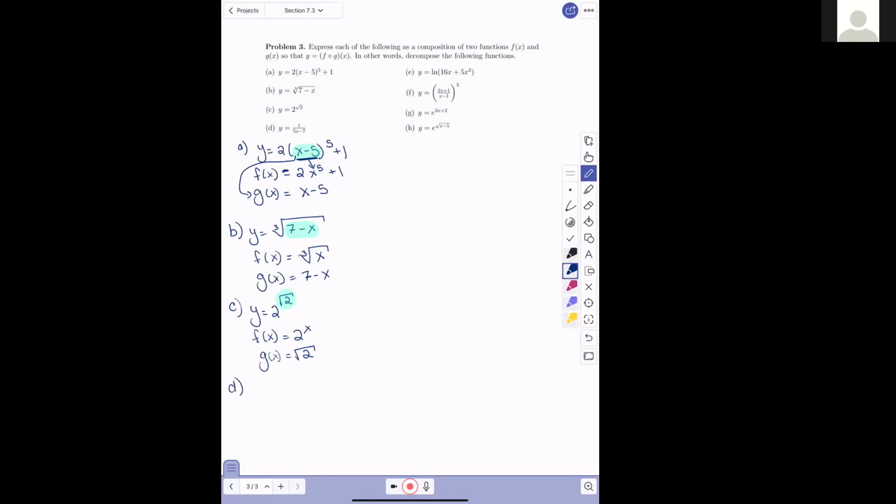Okay, problem D. We have y equals 1 over 5x minus 7. Can someone tell me what my inside function is? 5x minus 7. Good. So then we have our f of x is equal to 5x minus 7, and our g of x, oh, sorry, I did that backwards. Our f of x is 1 over x, and our g of x is 5x minus 7. Any questions there?